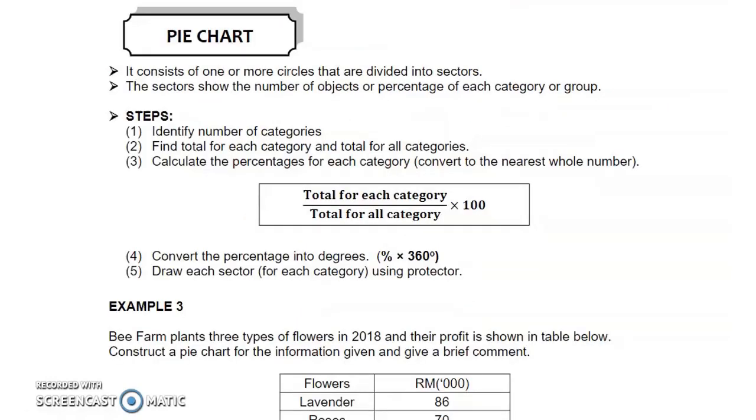Now let's look at how to draw a pie chart. A pie chart is a circle that we divide into sectors. The sectors show the number of objects or percentage of each category or group. Normally we label the pie chart using percentage. Now look at how to draw a pie chart.